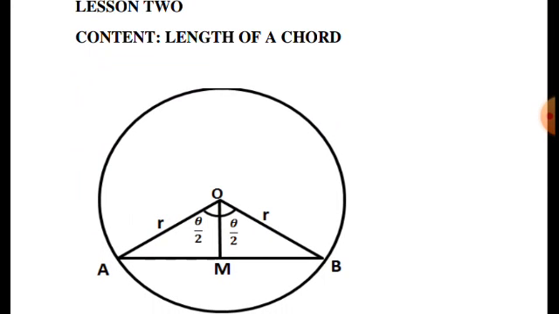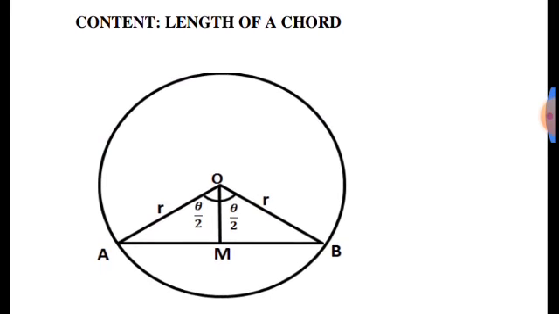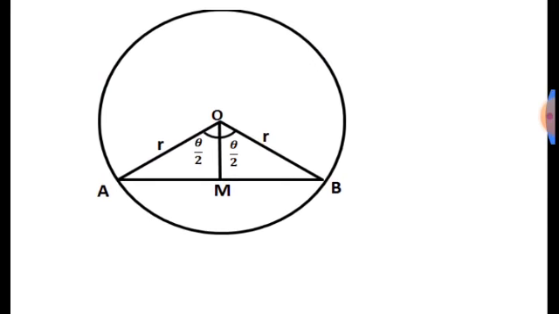And that is why from the right angle AMO we have theta over 2, and from right angle OMB we also have theta over 2. So meaning that AMO and BMO are equal. So invariably at the end of the day we will need to find the length of the chord AB, which is equal to length AM, which is the midpoint, plus MB. Now let's go.